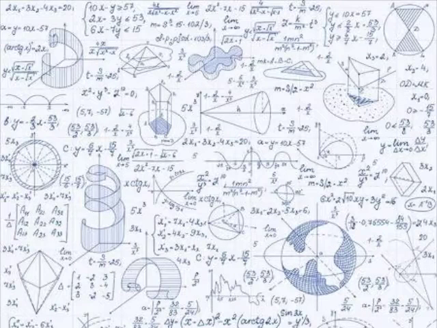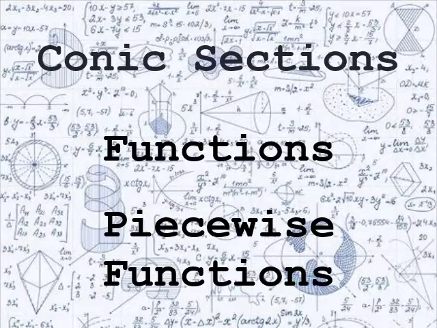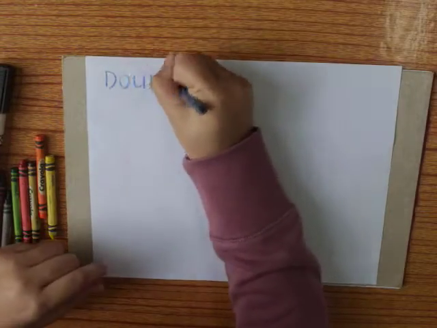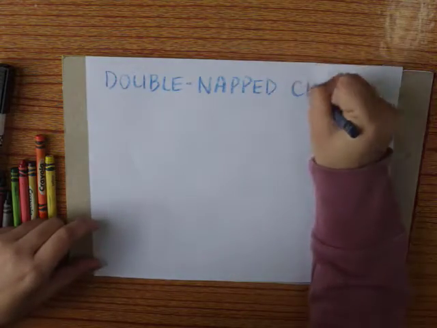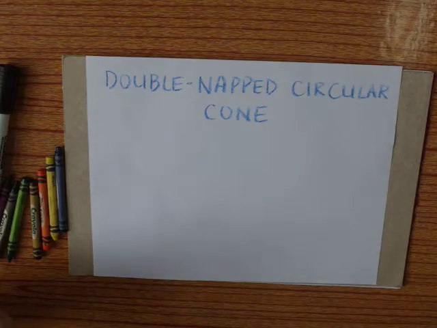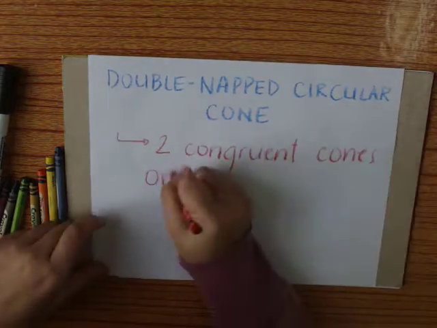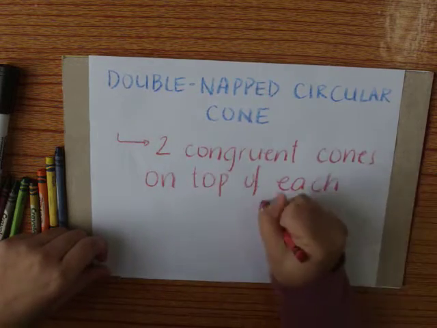Good day! We are going to talk about the introduction of conic sections, functions, and piecewise functions. First of all, what is a double-napped circular cone? It is the shape formed when two congruent cones are put on top of each other, their tips touching and their axes aligned, with each cone extending indefinitely away from their tips.